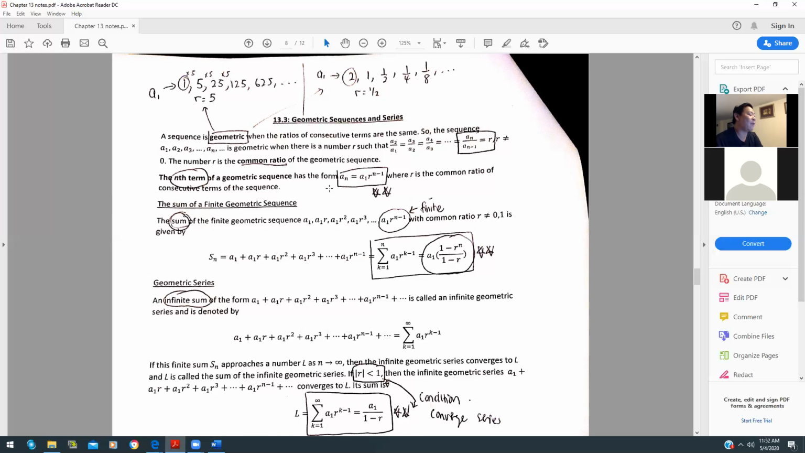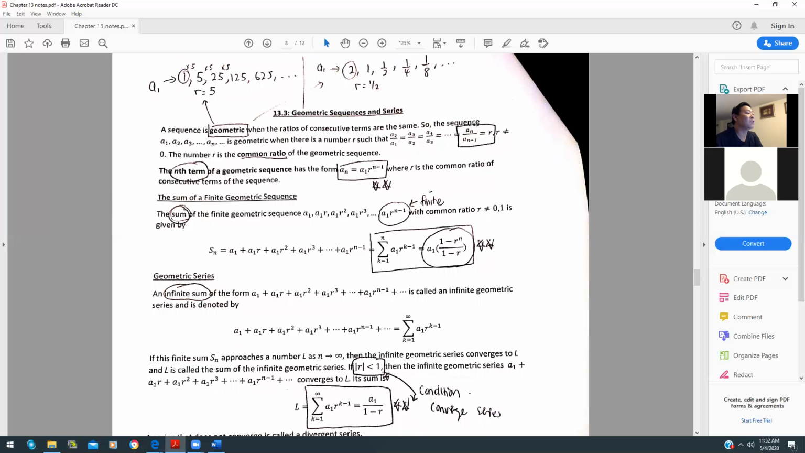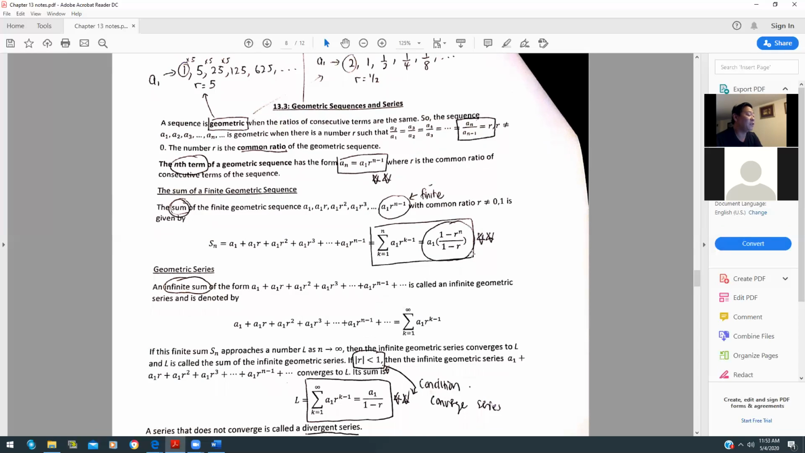The formulas, there are quite a few formulas here. So how you find r is you take an over an minus 1. So you take like 1 over 2, or 1/2 over 1, or 1/4 over 1/2. So this is how you find your r. Your an term is a1 times r to the n minus 1. So this is how you find your an term. In order to find the sum, it is a1 times 1 minus r to the n, over 1 minus r. So this is called the finite sum.